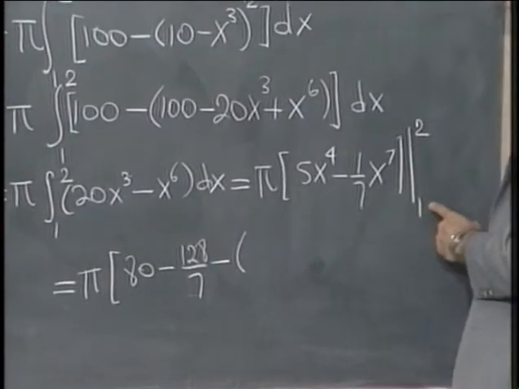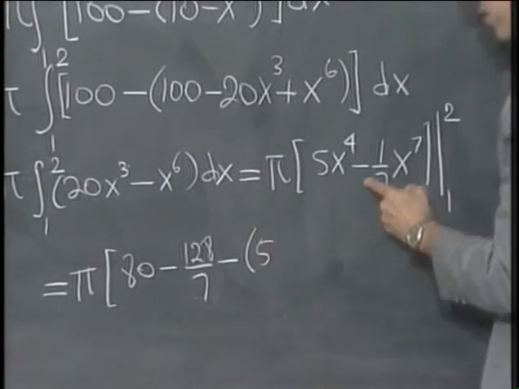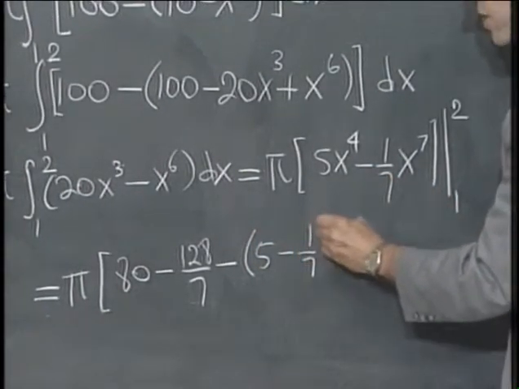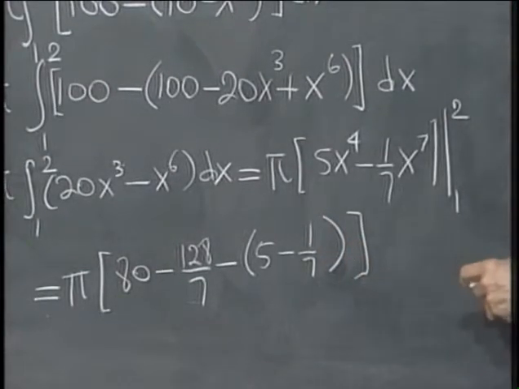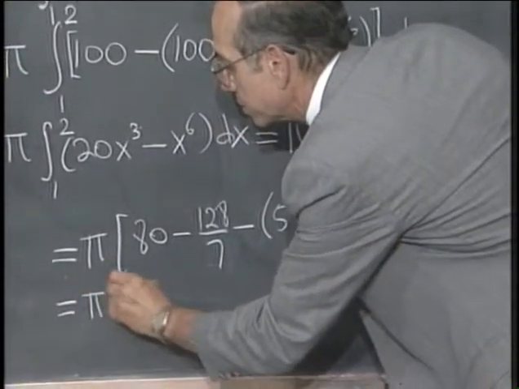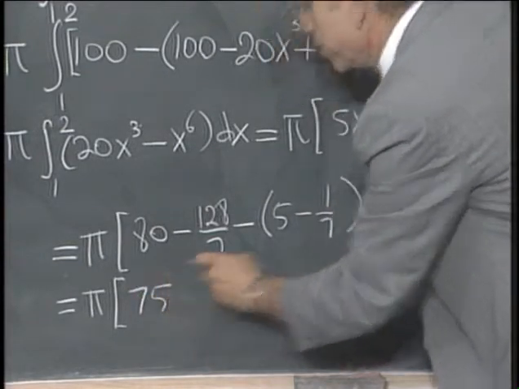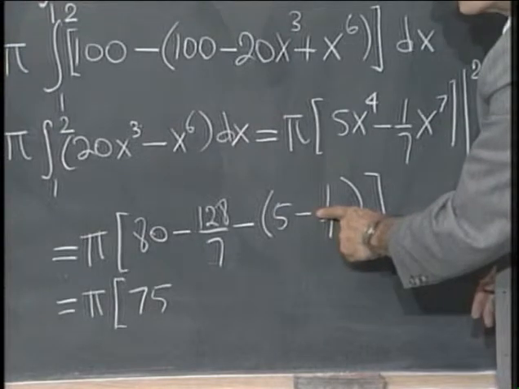Minus the evaluation at x equal 1. At x equal 1, we have 5 times x to the 4th is 5. And then this becomes minus 1/7 of 1 to the 7th, and that's just 1. And now we remove parentheses and combine like terms. We have pi times 80. This is going to be a minus 5 is 75. Minus 128 over 7. This will become plus 1 over 7.